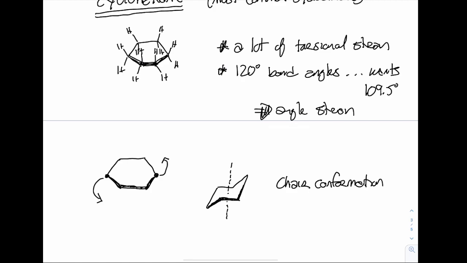Again, note that I'm using the word conformation. These are not stereoisomers of each other, right? To go from that planar structure to this non-planar structure, I'm just tilting, right? I'm bending one carbon up and the other down. I'm not detaching anything and moving it. So it's a conformation.